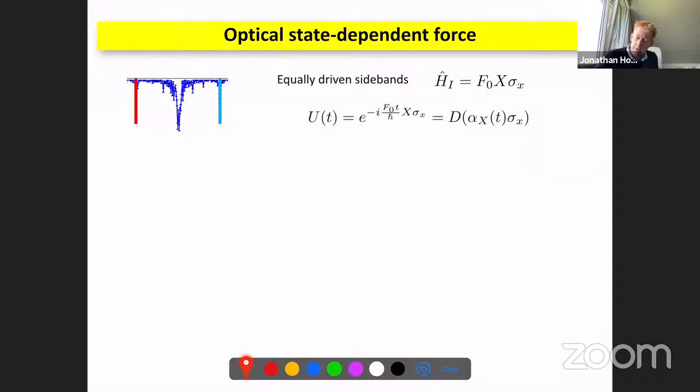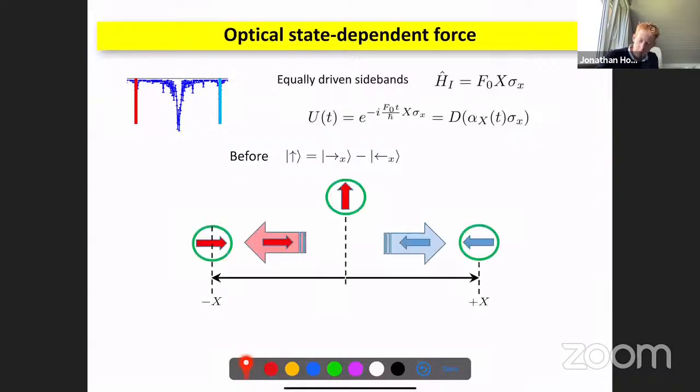This is a Hamiltonian that's proportional to position. I exponentiate that, and I get a displacement operator with an amplitude proportional to the amount of time that I've applied it for, but now also proportional to whether I'm in a plus or a minus eigenstate of sigma x. So if I start off in a superposition of eigenstates of sigma x, then on applying this Hamiltonian, I'm going to push the position of the atom either to plus x if I'm in the left pointing state, or to minus x if I'm in the right pointing state.